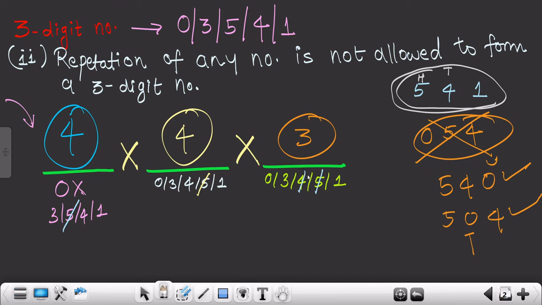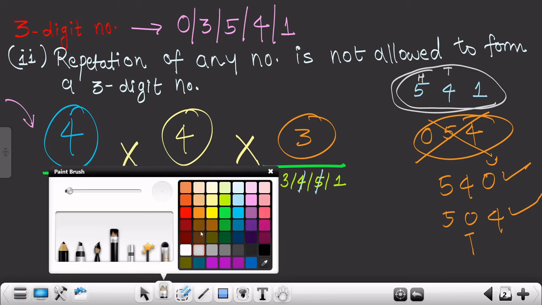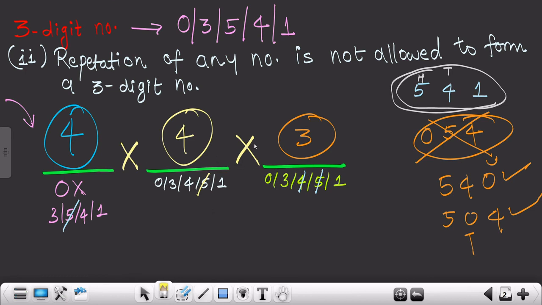So the numbers which came in the hundreds place and in the tens place are getting neglected. That means in the units place you cannot fill the numbers 4 and 5. That means the numbers apart from 4 and 5 can be filled in the units place. You can fill 0 over here, or 3, or 1. So basically you have 3 such cases to fill the units place. And that's how we find how many ways there are to form a 3-digit number such that repetition of any number does not take place.